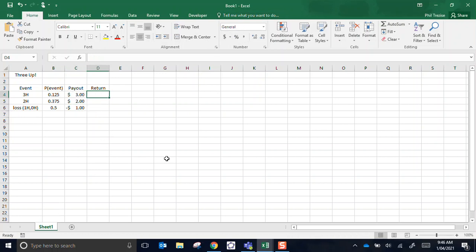Now, the return to the gambler. That payout only occurs, we expect, 1 turn out of every 8. So the return to the gambler is the probability of the event multiplied by the size of the payout. So on average, we would expect the 3-head event to give a payout of 38 cents to the player. Likewise for this one, we'll take this number multiplied by the $2 payout.